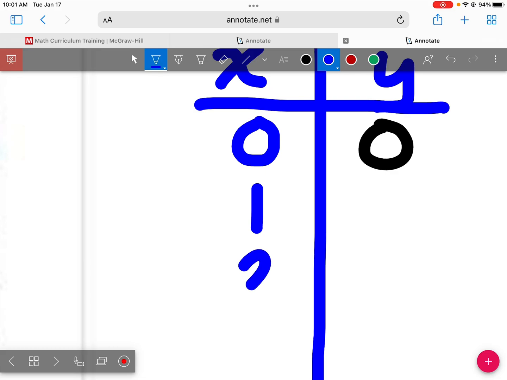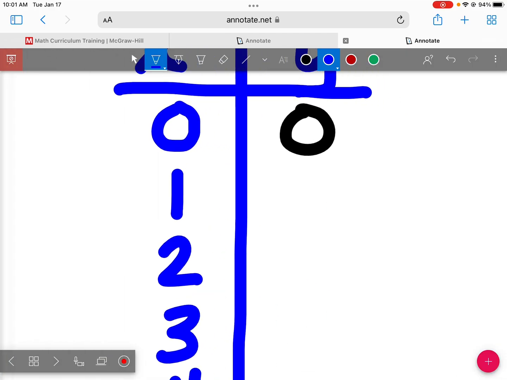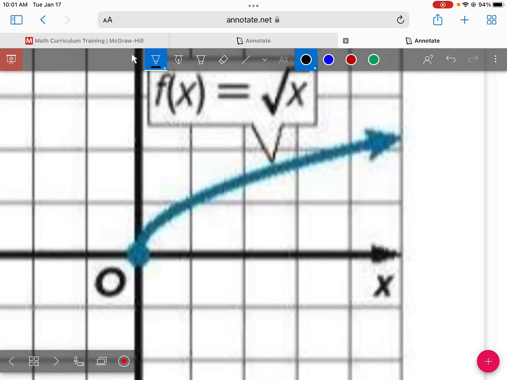So 1, 2, 3, 4. Could I keep going? Yeah, but if I get that many points plotted, I'm going to be able to begin to see this shape. So what happens when I put the square root of 1 in? Because I'm taking whatever's on the x side and I'm substituting it into this function rule right here for x. Square root of 1 is 1. So far I have a point right here and a point right here.